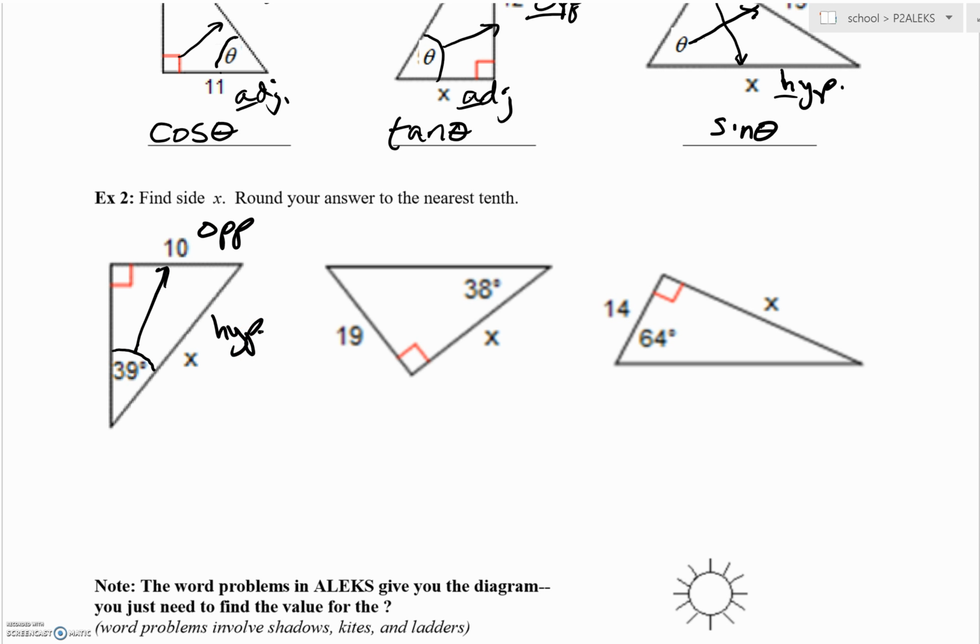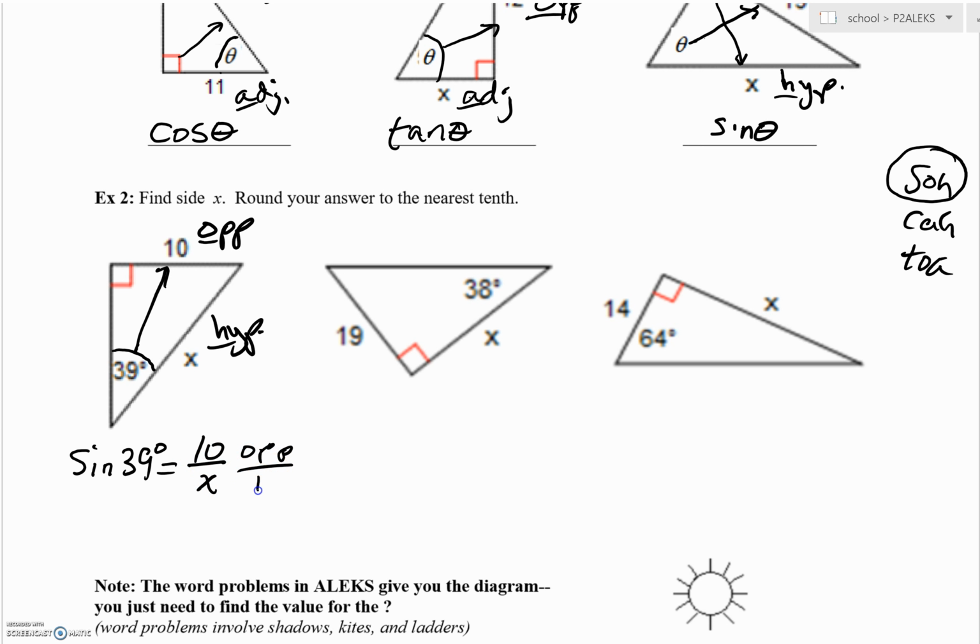Now, if we went back, and I'm just going to jot this off to the side, writing SOHCAHTOA on the far right edge here, O and H is what part of SOHCAHTOA? The sine, the first one. So I'm going to write the sine of 39 is going to equal opposite, which is 10, all over x. It's always opposite over hypotenuse. Is everybody doing okay so far?